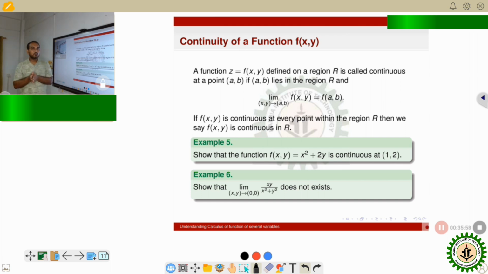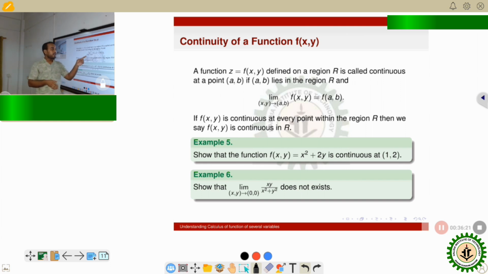But for functions of two variables, the limit concept is different. That is, any path in the x,y plane can be used to approach the fixed point a, b. That's why the continuity of functions of two variables is also different from the single variable one. That is, approaching the fixed point has different notions. So the limit for functions of two variables, that is f of x,y, is basically treated like this.